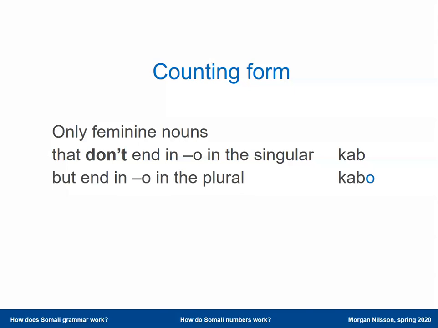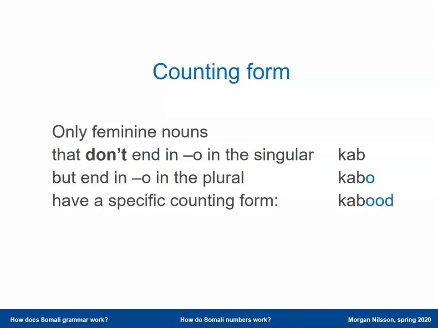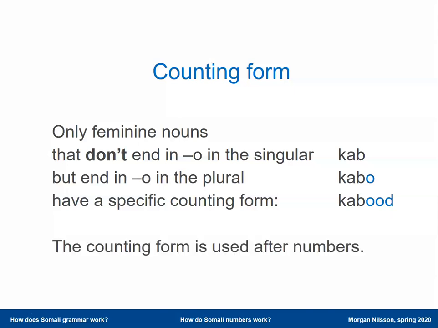So these feminine nouns, they do not have o as an ending in the singular, but they have o in the plural. And then they have this special counting form, ending in old. So it's only this restricted group of nouns, of feminine nouns, that take the counting form. And this counting form is only used for this special purpose. It's used only after numbers.